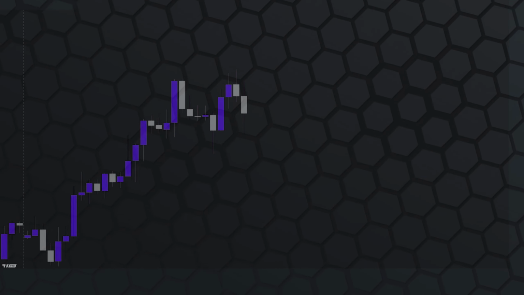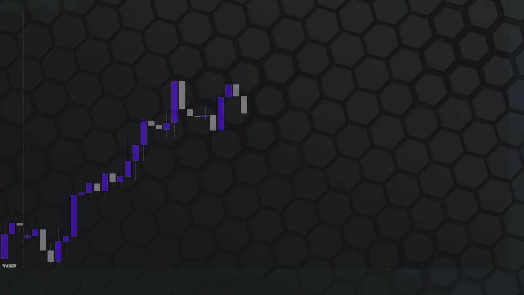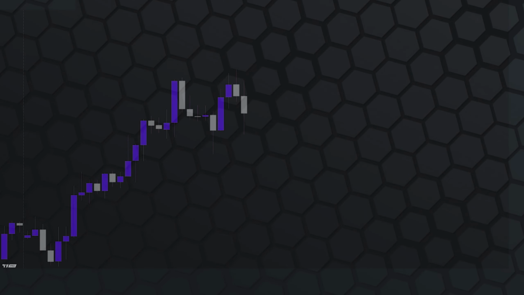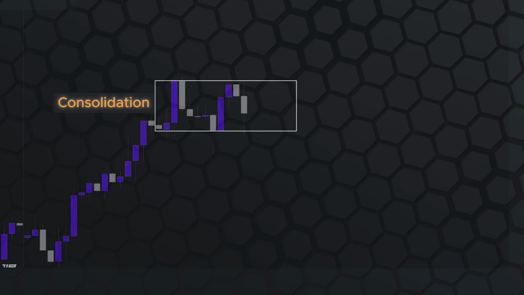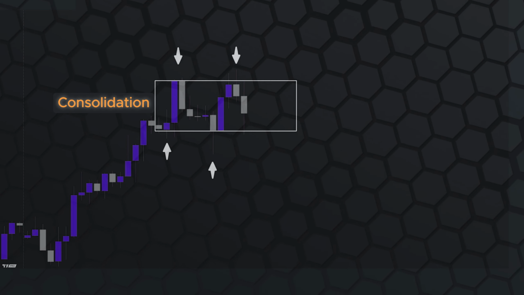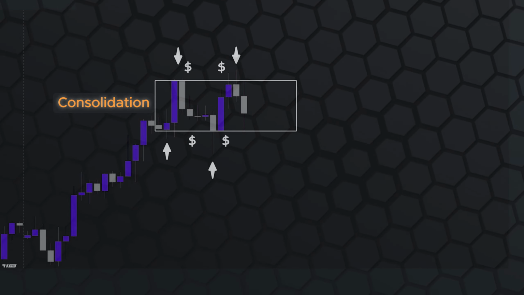Keep in mind that this setup isn't limited to a specific time frame. You can use it on both lower and higher time frames. Here, we have gold on the 30-minute time frame. The market is creating a range or consolidation area. 2 rejections from both sides indicate that the price is consolidating. This builds liquidity above and below these boundaries.